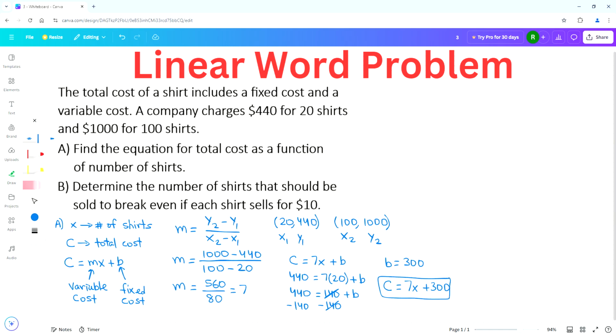Next we can answer part B. Determine the number of shirts that should be sold to break even if each shirt sells for $10. Break even means there is no profit or profit is equal to zero. And when profit is equal to zero, revenue is equal to cost. Let's assume the number of shirts that should be sold for break even is represented by variable P.